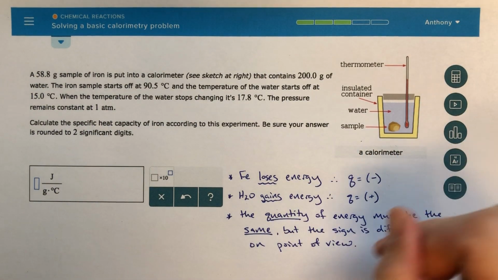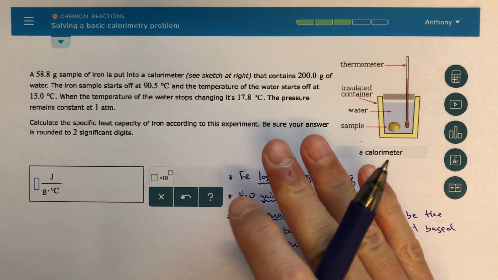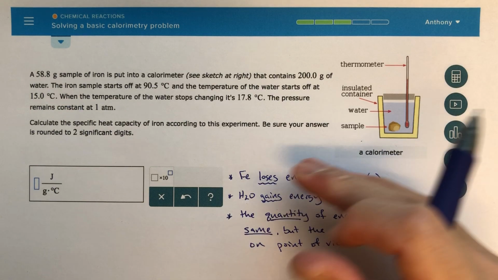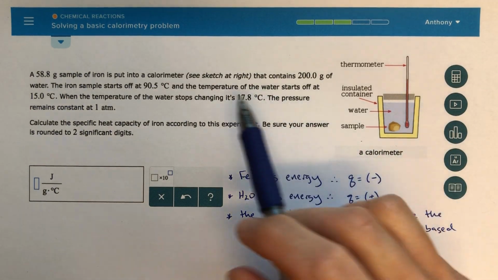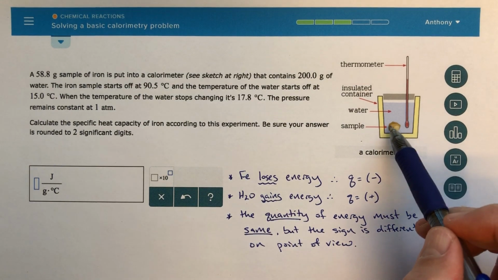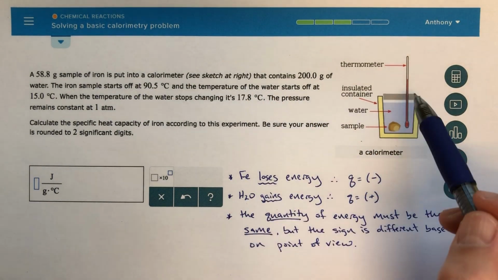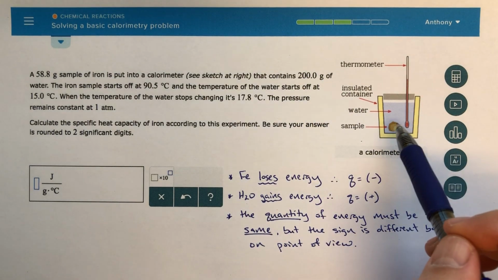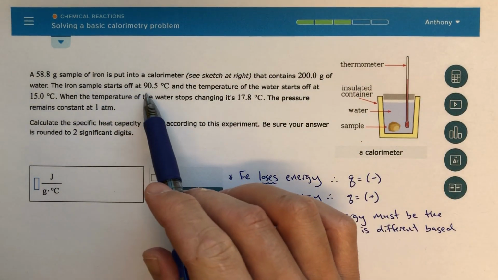The first thing you'll notice, I've put a few notes here. Let's not get distracted by that just yet. We're going to talk about what the problem says, what's going on, and then we'll get into what I've written here. So we have this sample of iron. This is my block of iron, and I'm going to drop it into this calorimeter. It's got 200 grams of water, and the iron starts off at 90.5 degrees.